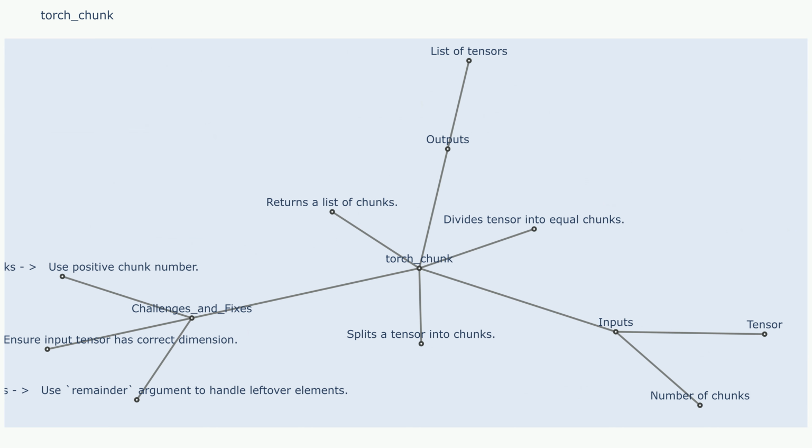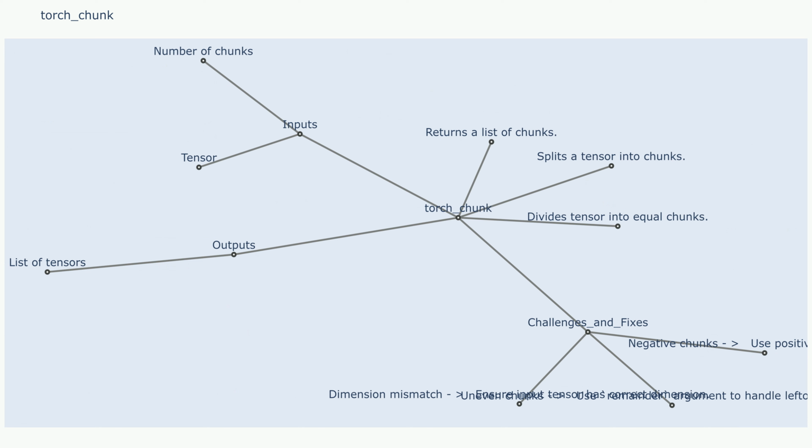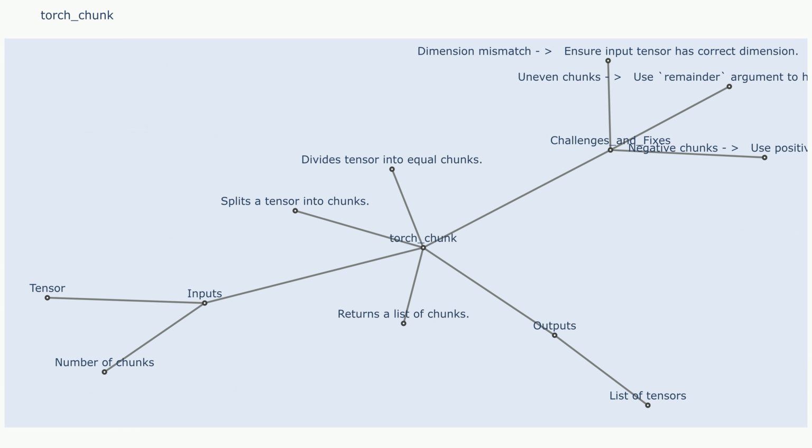Challenge 2: invalid chunk value. Sample use case: providing a negative or 0 value for the chunks argument. Fixes: this would result in an error. The chunks argument should be a positive integer.